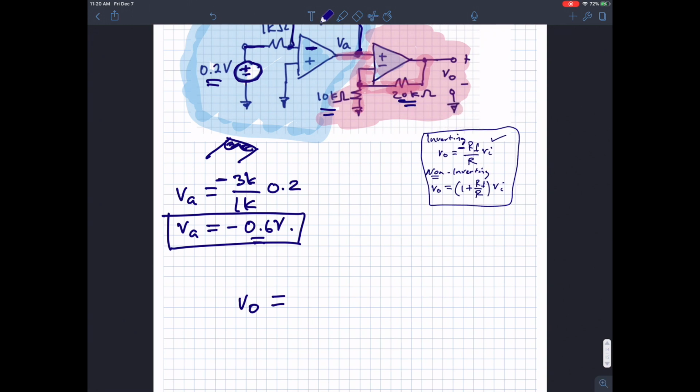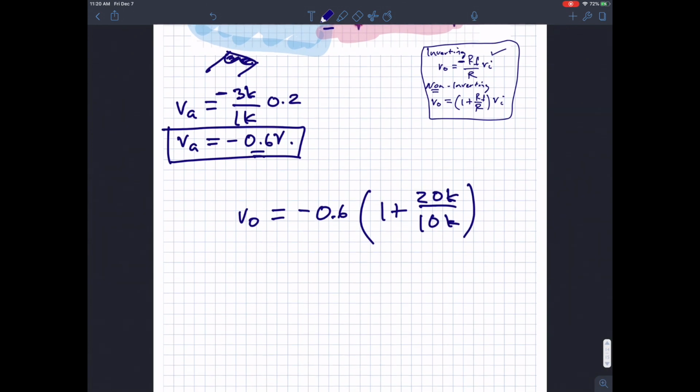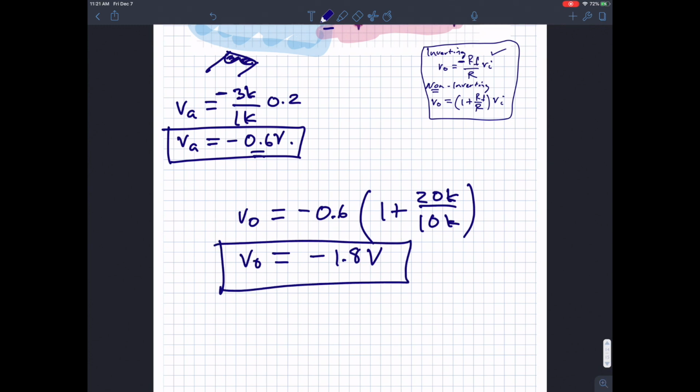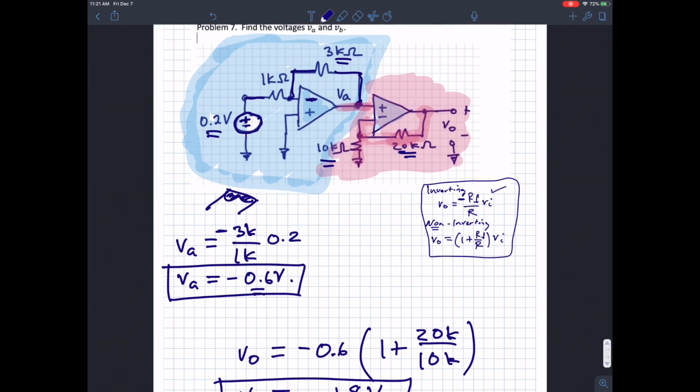V out is going to be minus 0.6 because that's coming in, times 1 plus RF. RF is 20K divided by 10K. So that's 1 plus 2 is 3. So this is going to be minus 1.8 volts coming out for the output. Okay, op-amp problems, those should be easy on the final.